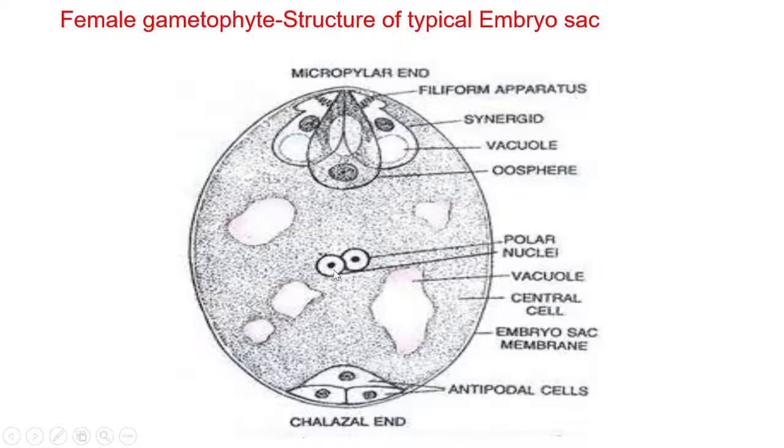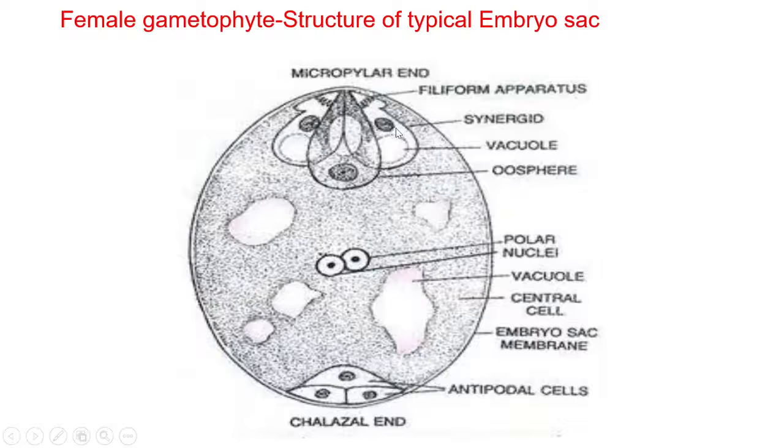That means out of 2 sperms, 1 sperm fuses with the secondary nucleus and forms the endosperm. That's why there is triple fusion and double fertilization in these cells. Now toward the micropylar end, you will get the egg apparatus. The typical egg apparatus at the micropylar end of the embryo sac is composed of 2 synergids and 1 egg cell.